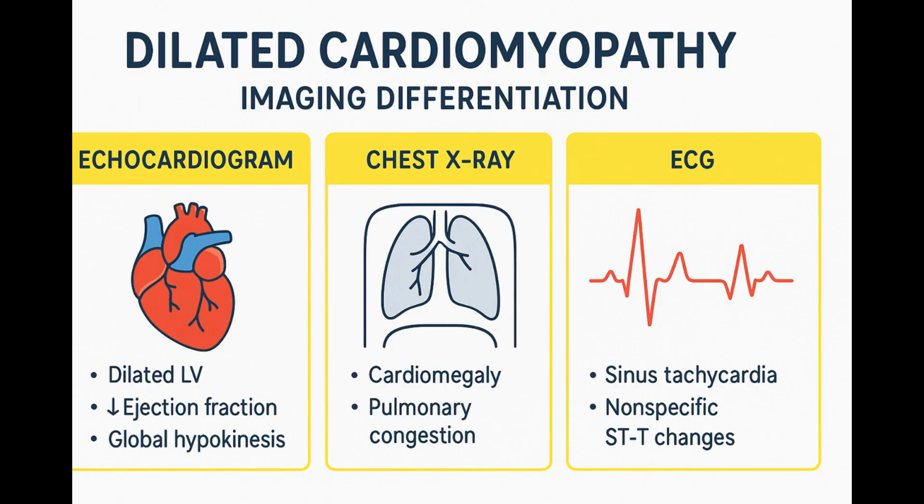The ECG is less specific, but you often see electrical strain, like a left bundle branch block, or even atrial fibrillation from the massive atrial stretching.